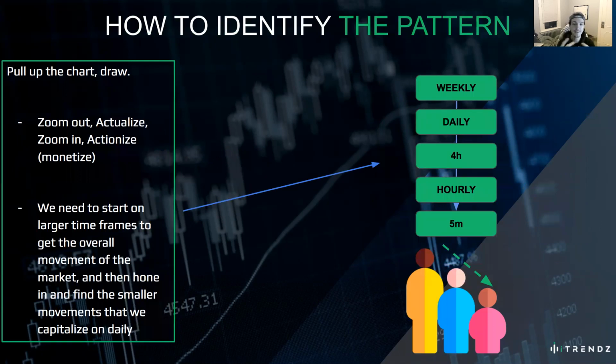Anyway, how are we going to identify this pattern? Well, we have this saying here. I say it all the time: zoom out, actualize, zoom in, monetize, actionize, whatever floats your boat, however you want to say it. But zoom out and get the bigger picture of things. Are we in an uptrend? Are we in a downtrend? Are the buyers in control? Is it looking like it's rounding its top? Is there a head and shoulders in this bull trend? Okay, is there an inverse head and shoulders in this bear trend here?